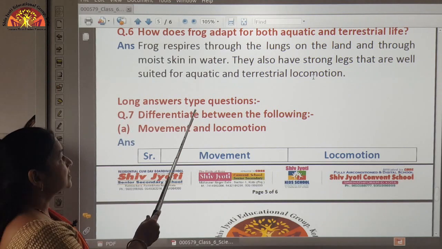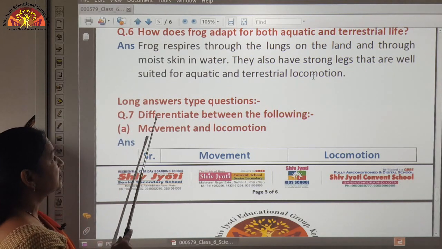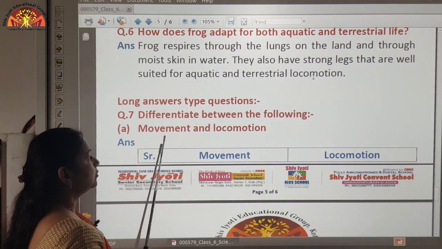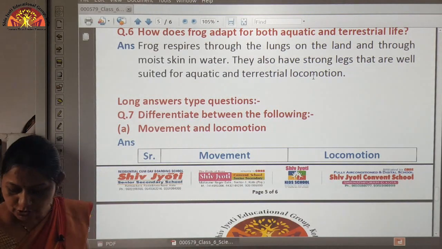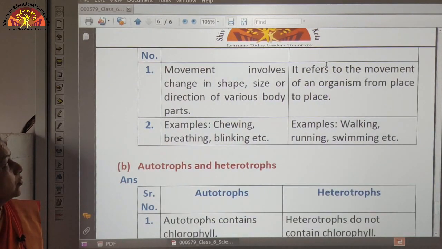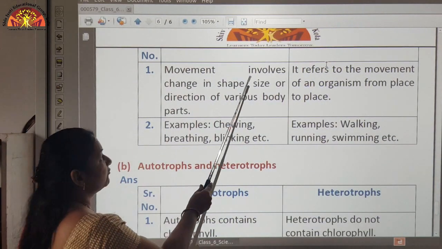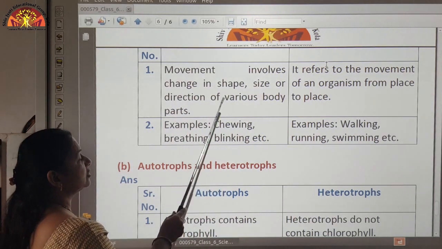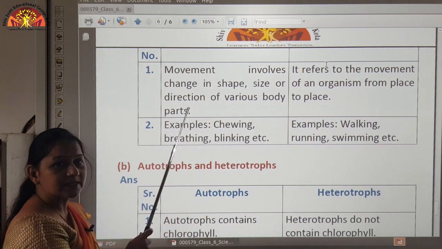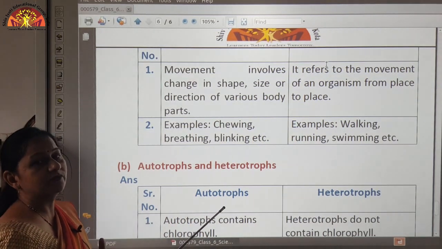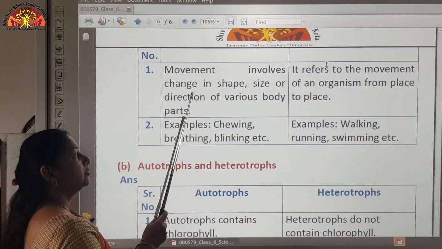Then long answer type questions. First question is differentiate between the following. A part: movement and locomotion. Now, what is the difference between movement and locomotion? Movement involves change in shape, size or direction of various body parts. If there is a change in the size and shape of the different body parts, it is called movement.